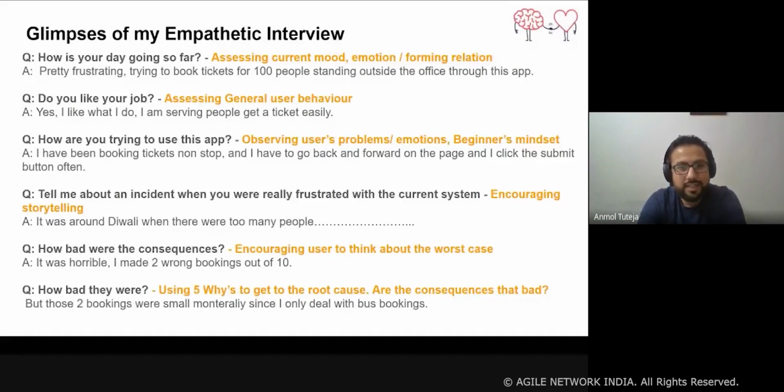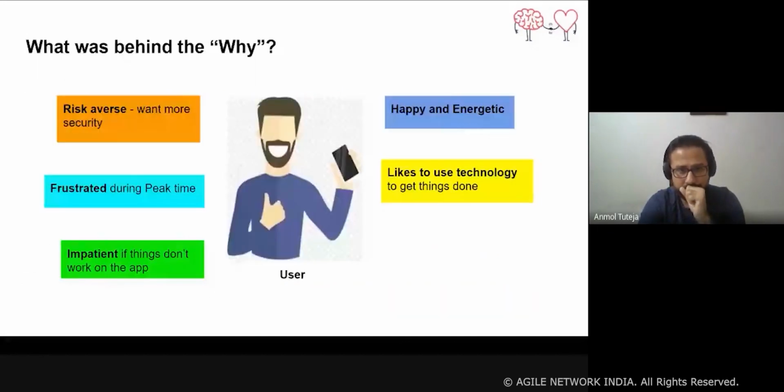So this whole interview changes how users start thinking about the problem and sharing the problem with me while I was interviewing. What it brought was, I started getting to know what was behind that why. We are trying to know the why, but what was behind that why. This person is risk averse. He wants more security in the application. He's frustrated during the peak times. He's impatient if things don't work on the app. He's generally a happy and energetic guy, probably likely to use technology. So I'm trying to get a map of this user so that the solution which I provide eventually makes more sense for him, rather than him asking for a solution which probably just was not there.